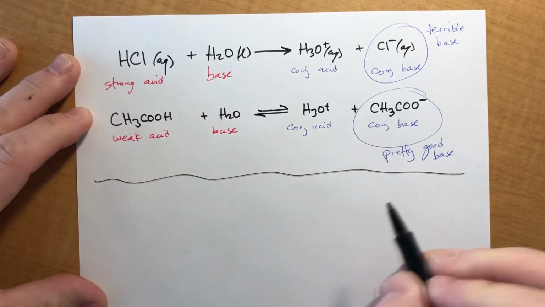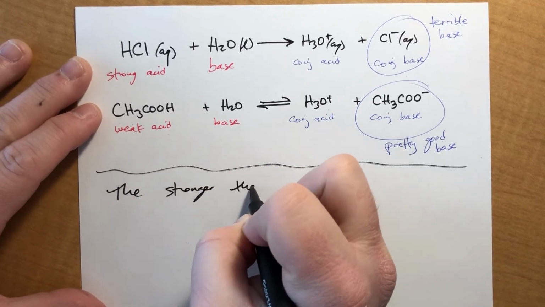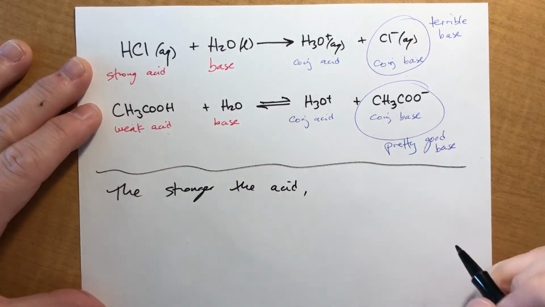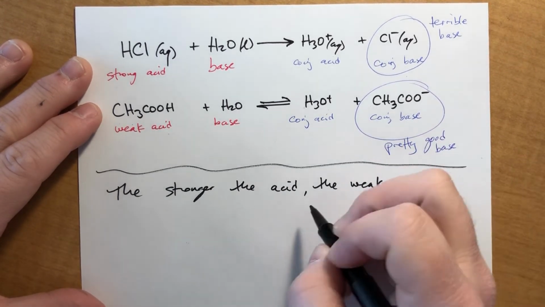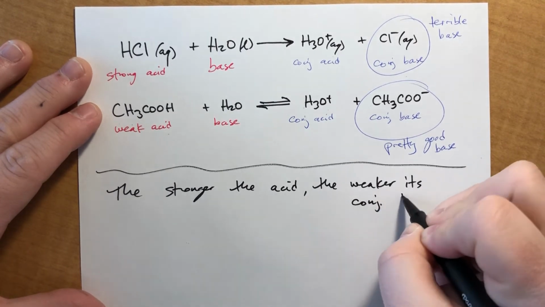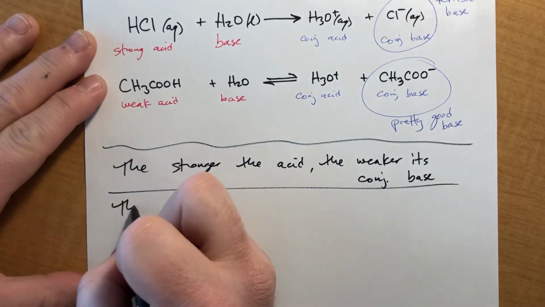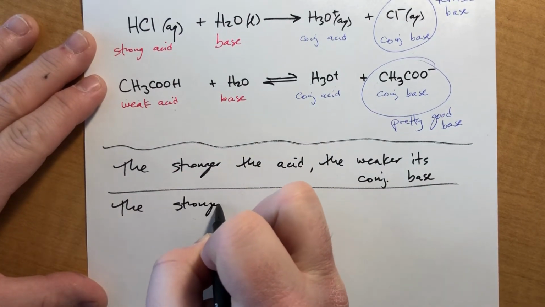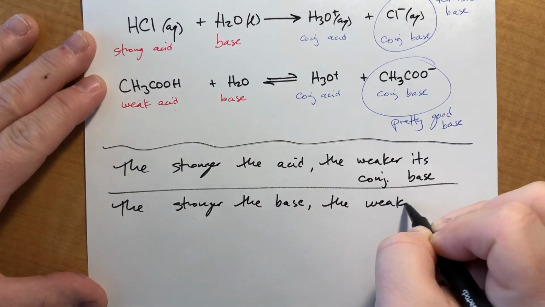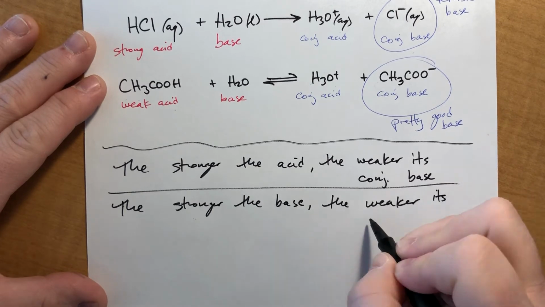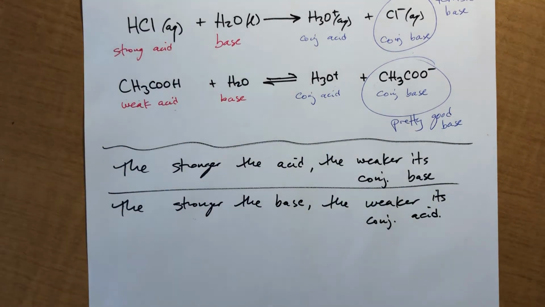So I'm going to summarize some of that here. The stronger the acid, the weaker its conjugate base. And similarly, for the exact same reason, the stronger the base, the weaker its conjugate acid.